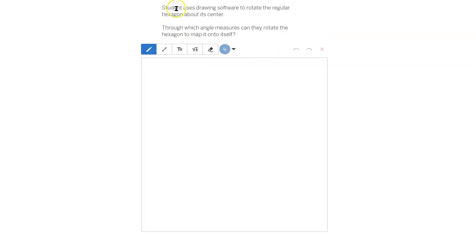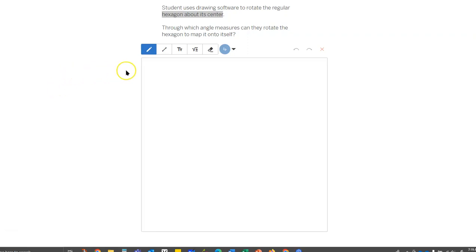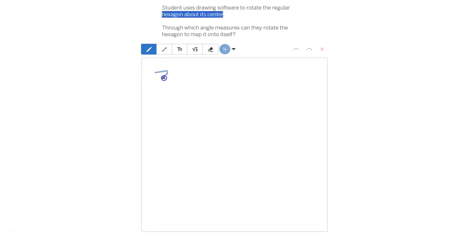A student uses drawing software to rotate the regular hexagon about its center. Through which angle measure can they rotate the hexagon to map it onto itself? You're going to do the exact same thing that we have been doing. 360, a hexagon has 6 sides, divided by 6 is equal to 60.